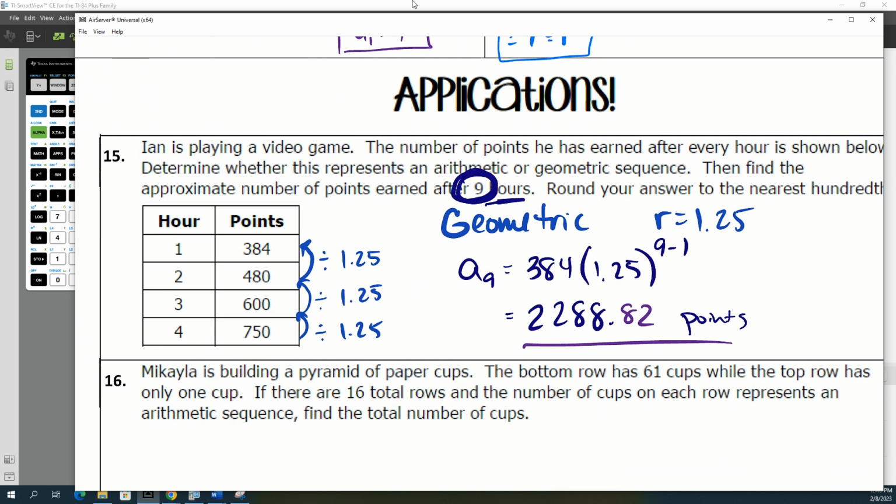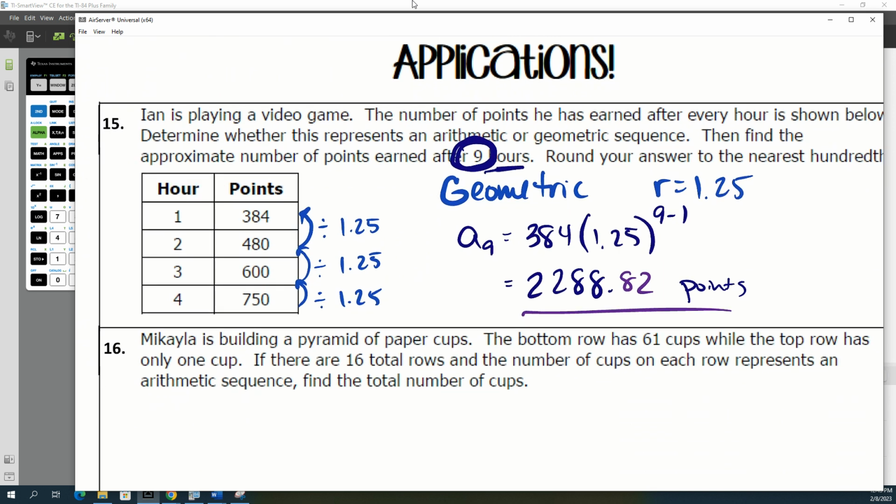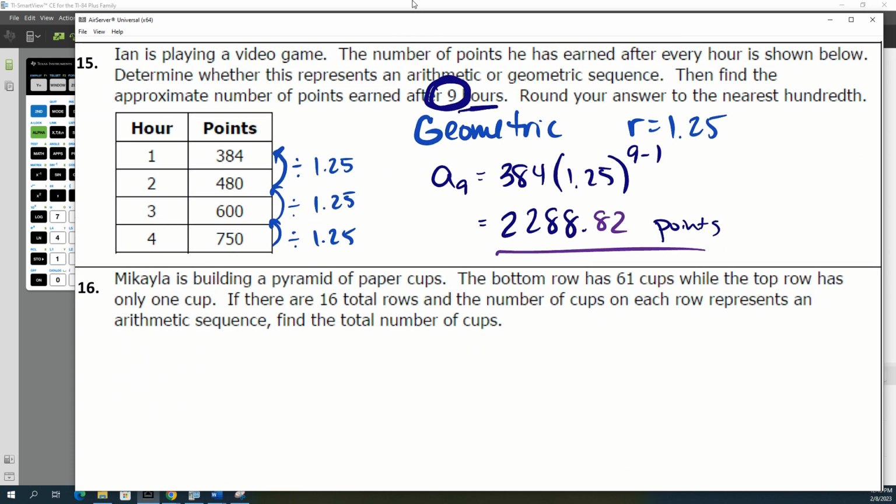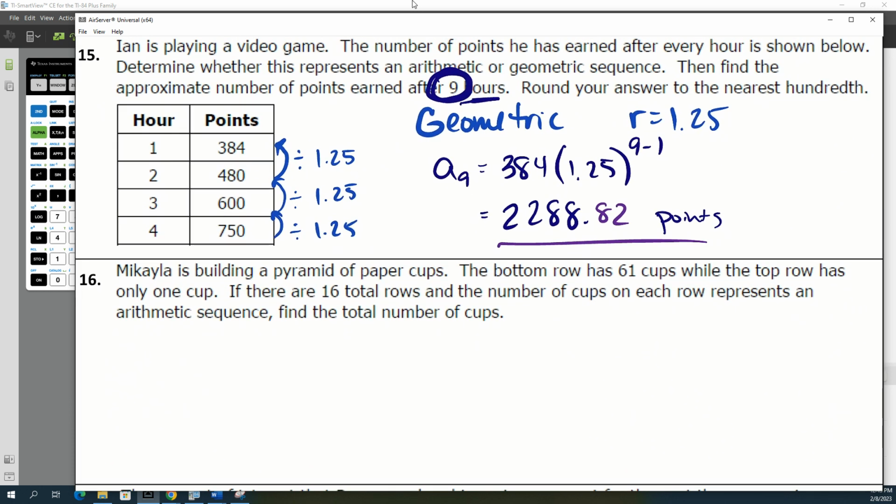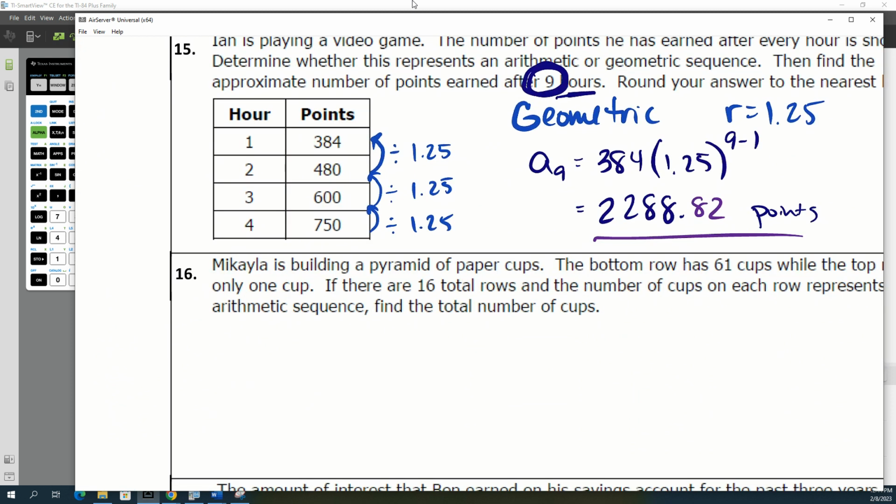All right. Let's look at the next one. The next one, Michaela is building a pyramid of paper cups. The bottom row has 61 cups, while the top row has only 1 cup. If there are 16 total rows and the number of cups on each row represents an arithmetic sequence, find the total number of cups. So do you guys want the top row to be row 1 or the bottom row to be row 1? It doesn't matter. Someone just has to decide. Top's row 1? Okay. So row 1 is going to have 1 cup. So A1 is 1.